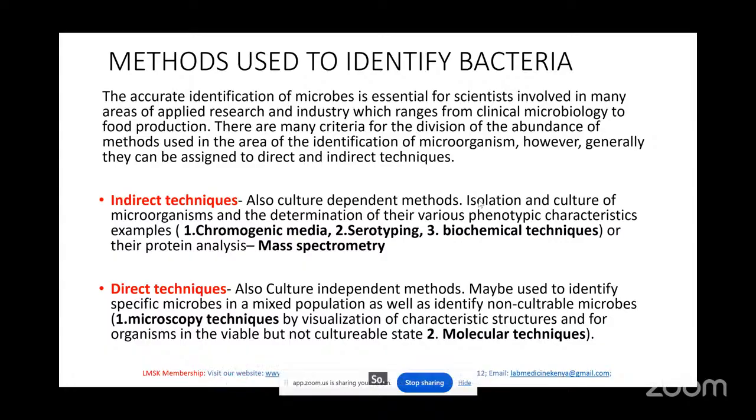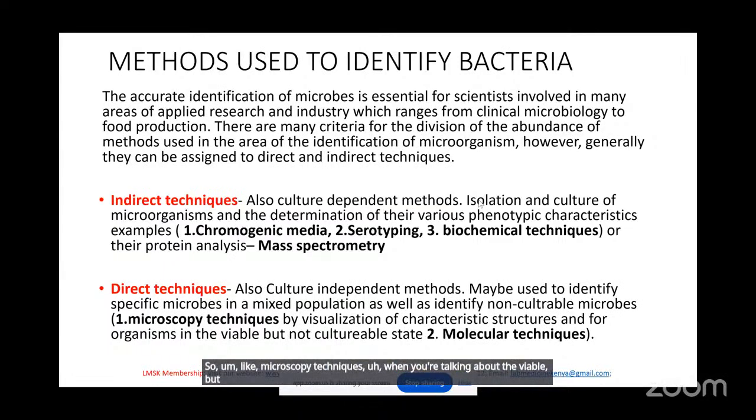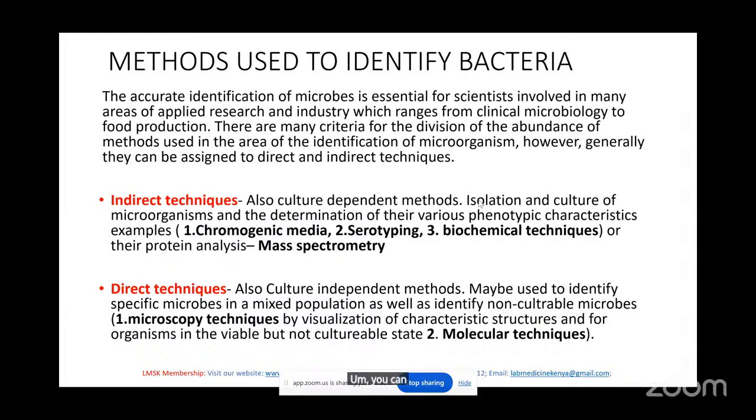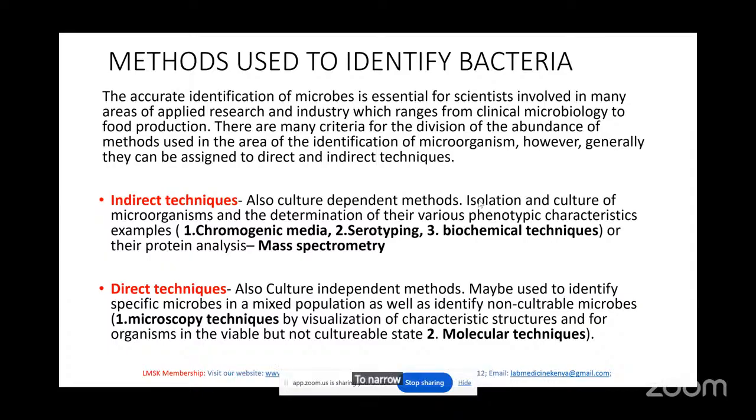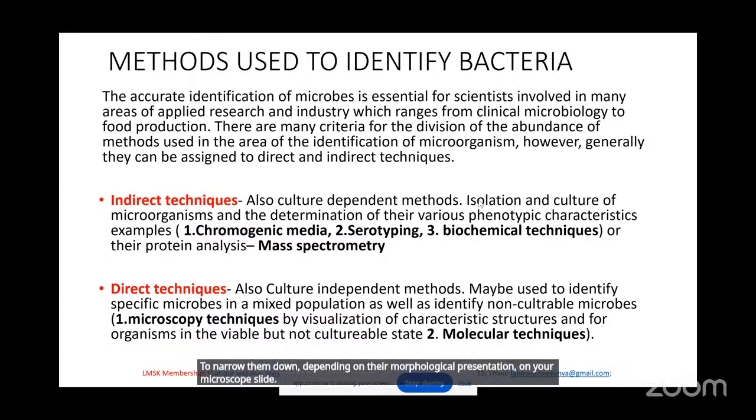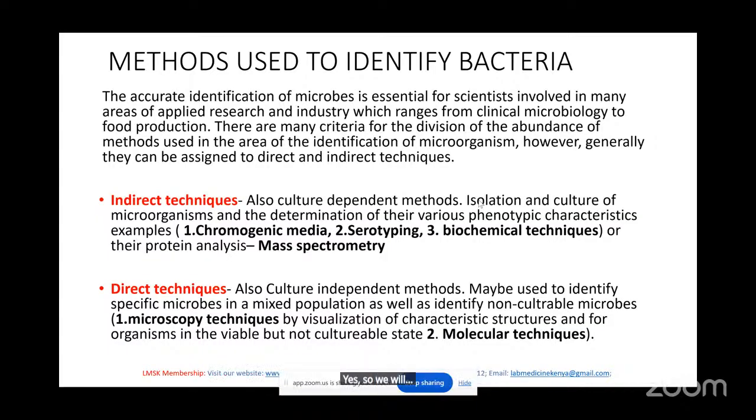Like microscopy techniques, when you're talking about the viable but not culturable state, you can bear witness to that in HVS with lactobacilli. These are organisms that may have very strict culture requirements, and therefore you will just need to use microscopy techniques to narrow them down depending on their morphological presentation on your microscope slide. Yes, so that is what we will do.